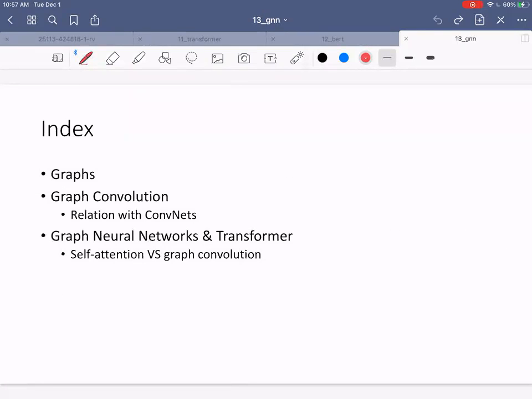We'll first talk about graph data a little bit and then move on to graph convolution, which is the essence of graph nets, and how graph convolution is related to conv nets or convolution itself. Then we move on to the final chapter, which is graph neural networks and transformers, because the two are really closely related. So we're going to talk about the relationship between self-attention and graph convolution.